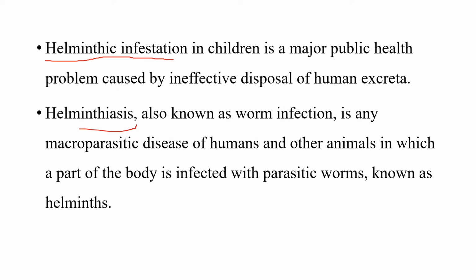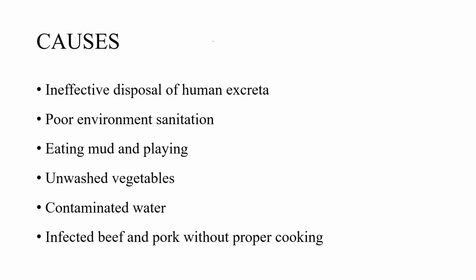Because of that, contamination of the soil or the water may lead to spreading to other children. Let's see the definition of helminthiasis or worm infestation. Worm infestation is a microparasitic disease which occurs because of parasitic worms that enter our body and accumulate in a body part, especially the gastrointestinal tract, and the child gets infected. So that is called worm infection.